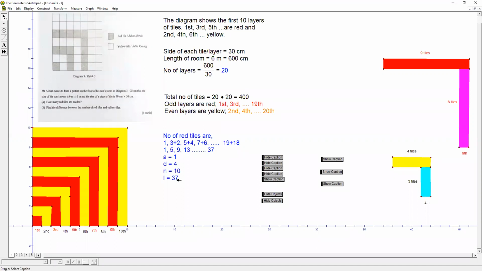Okay, so coming back to these red tiles, the first one is 1, and the second red layer is 3 plus 2. The next red layer is 5, so horizontal 5, vertical 4. The next red layer is 7, so horizontal 7, vertical only 6. You just look at here to understand what I'm talking about.